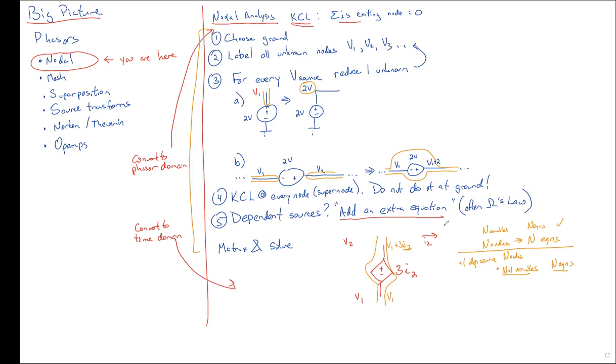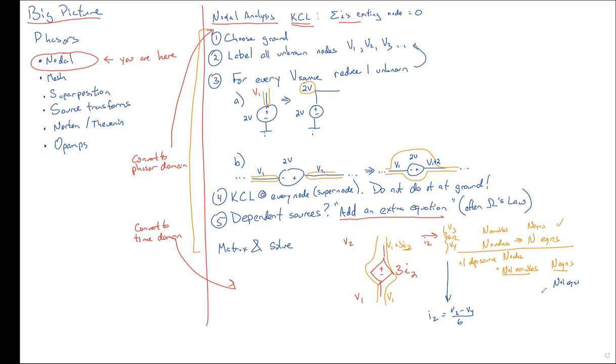Let's say this I2 is defined to be, here's a V3 and here's a V4, and this is a 6 ohm resistor. Then your extra equation is going to be that I2 is equal to V3 minus V4 over 6. Right, that makes sense. That's your extra equation. You'll throw that into your matrix, and now finally you've got n plus 1 equations which match with your n plus 1 variables, and you can solve.